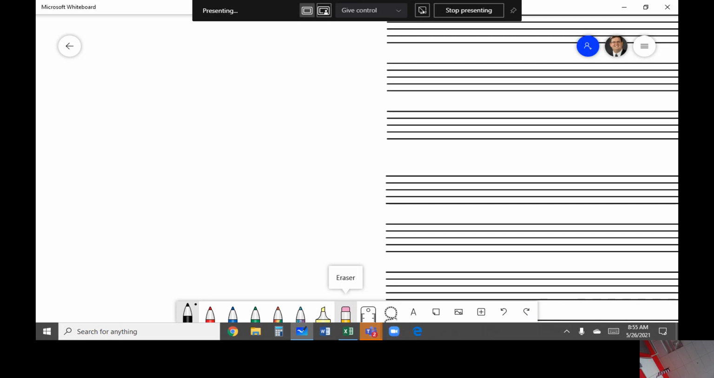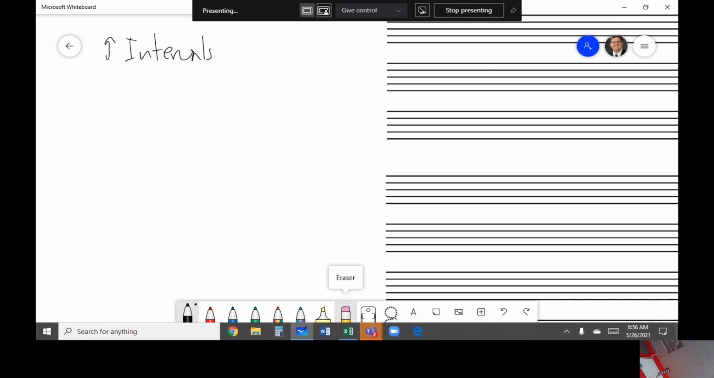For this video, we're going to focus on ascending intervals. Intervals are just the distance between two notes, and ascending means I give you a note on the bottom and ask you to determine an interval above that note.